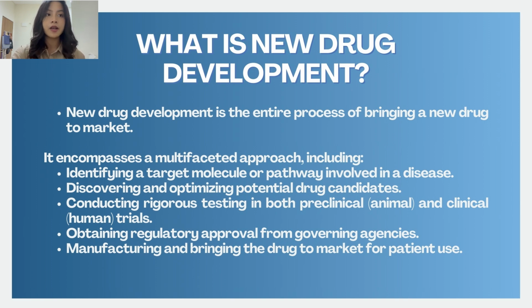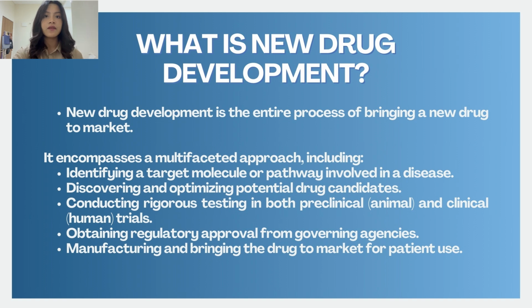The first crucial step involves identifying a specific molecule or pathway that plays a role in the development or progression of particular diseases. Once this target is identified, researchers embark on a quest to discover potential drug candidates that can interact with the target and produce a desired therapeutic effect. These promising candidates are then meticulously optimized to improve their potency and selectivity.